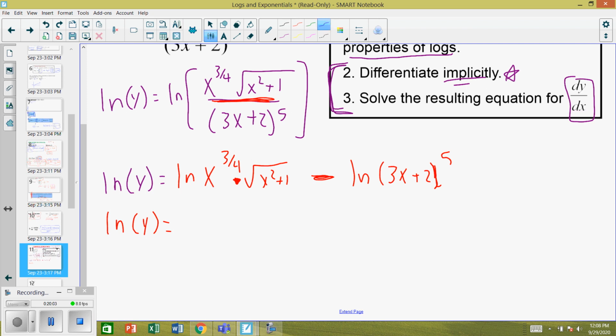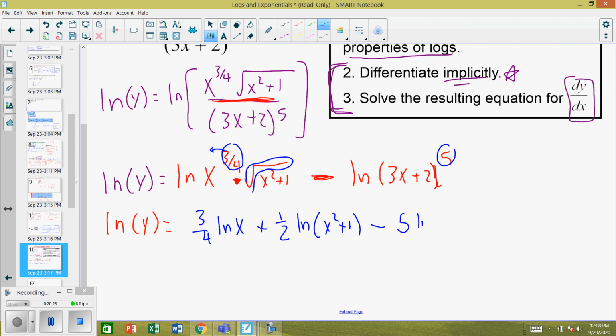We can separate that with a plus symbol. And remember, another property is the power rule. So I'm going to separate that with a plus, and I'm also going to bring the powers down for each of the quantities. So for the first one, it's going to be 3/4 ln of x, and then plus, and this is the same thing as the 1/2 power. So the 1/2 is going to come down, and I'm left with the ln of x squared plus 1. And then minus, the 5 can come down as 5 ln of 3x plus 2. And I don't believe I can separate that any further, because you know you're done when the quantities inside of ln don't have any more products or quotients in there. So I think we're good to go there.